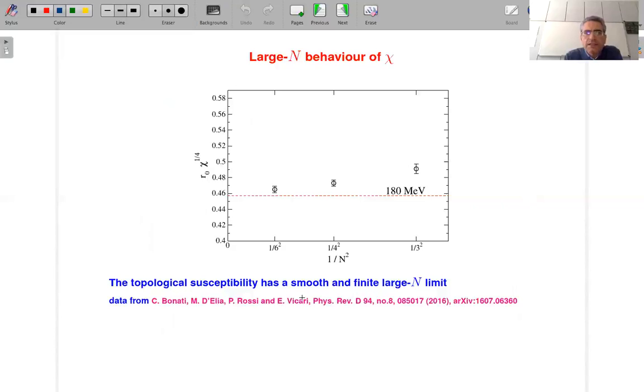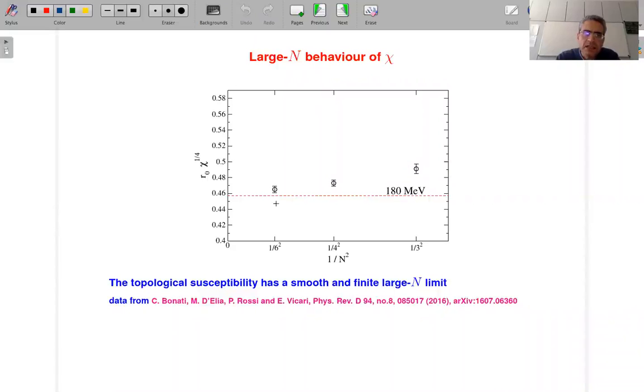Now let me say that in this case, the values of n which are reported are 4 and 6. And this is a plot which is made against 1 over n squared, which is an expansion variable in the 1 over n expansion. So basically, this zero value here is the infinite n limit. And you can see that clearly the result approaches a finite value, which seems to approach more and more this 180 MeV.